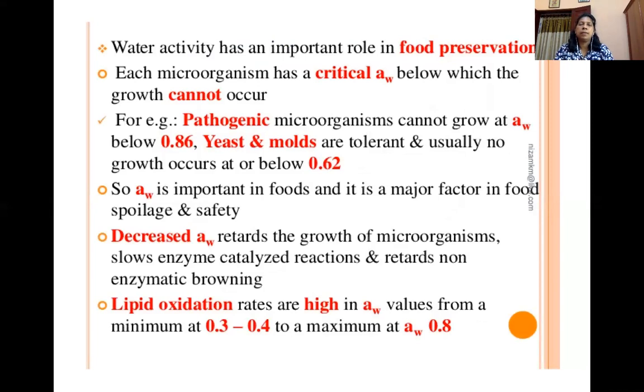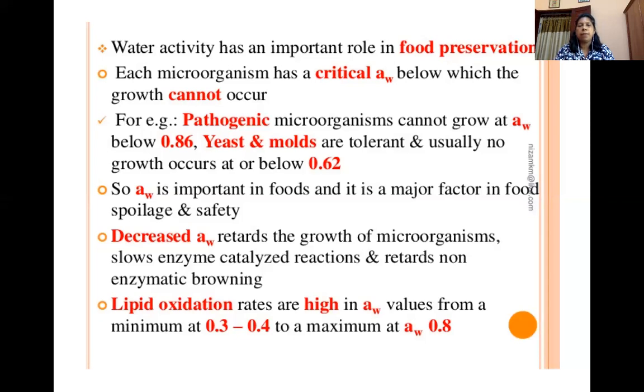Each microorganism has a critical water activity below which growth cannot occur, right? Therefore, when we consider the different microorganisms, what are the different microorganisms available in the environment? There are the categories: fungi, molds, and bacteria, and they can survive in the environment in different situations. Therefore, each microorganism has a critical water activity below which growth cannot occur.